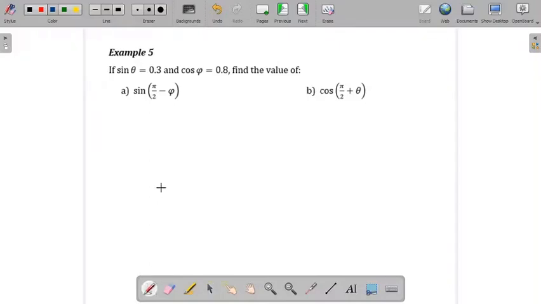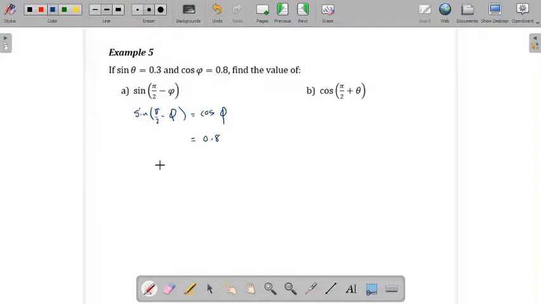Okay, let's have a look. We're told here that sine of theta is 0.3 and cos of phi, the Greek letter, is equal to 0.8. What would then be sine of pi on 2 minus phi? Now we've already seen that pi on 2 minus the angle is equivalent. So in this case, sine of pi on 2 minus phi would be equal to cos phi. So they would be the same. So that's 0.8.